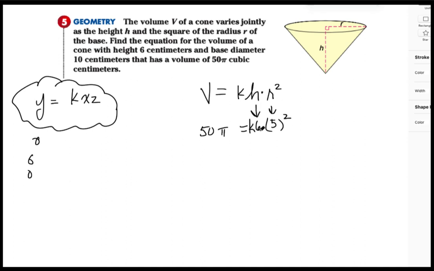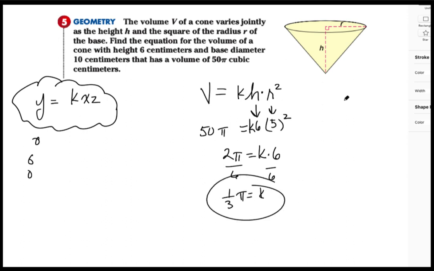So I put this down here and I've got my k value. So we need to go ahead and solve for k. We've got that 50 over here. This is going to be 25. And when I divide both sides by 25, I get 2 pi is equal to k times 6. I'm going to divide both sides by 6, and then I'm going to get that k is actually equal to 1/3 pi.